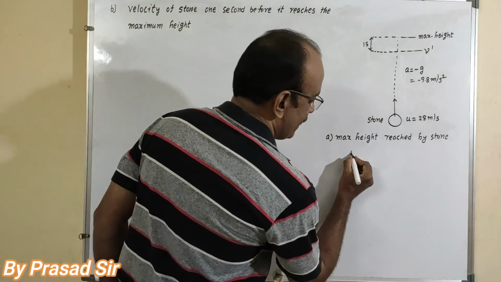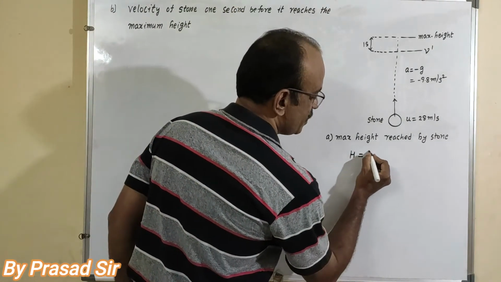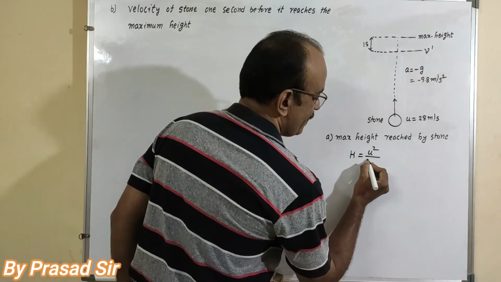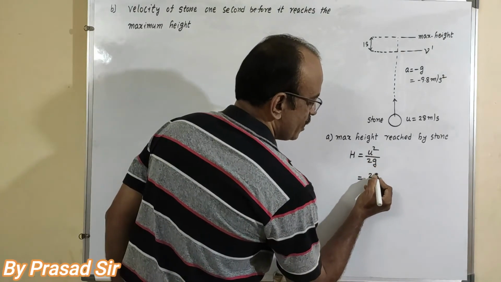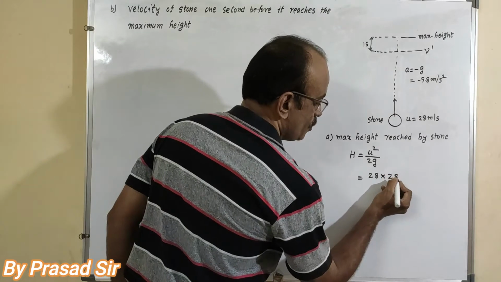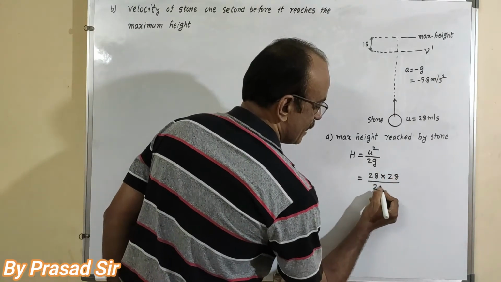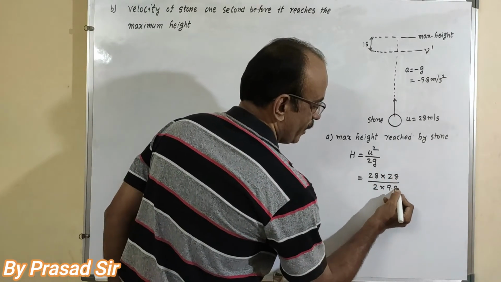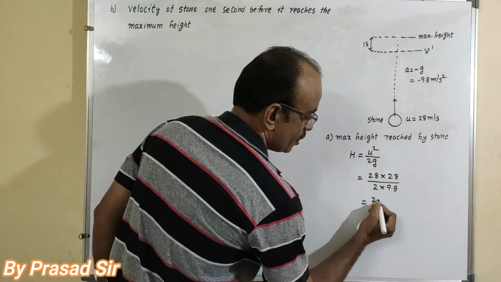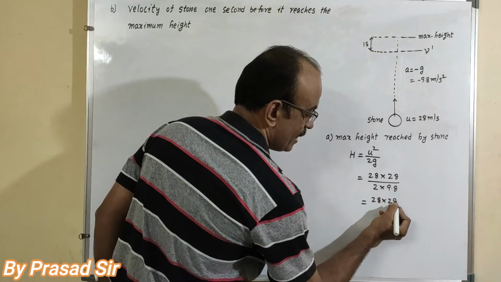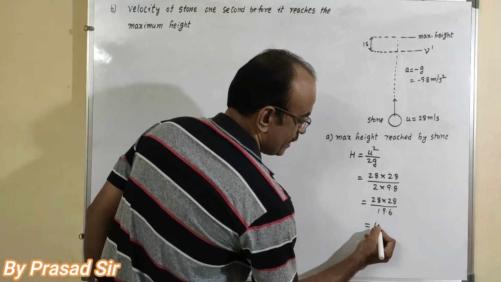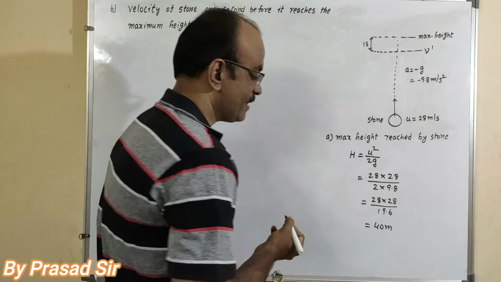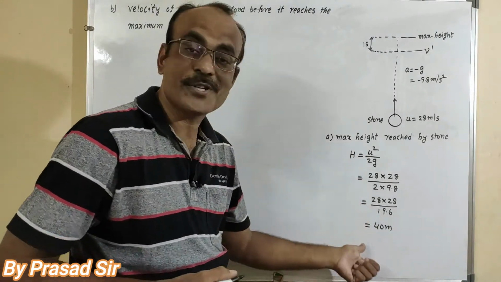For the maximum height reached by the stone, H is equal to U square by 2G. So U square means 28 into 28, divided by 2 into 9.8. So here 28 into 28 divided by 19.6. So 40 meters is the answer for option A.